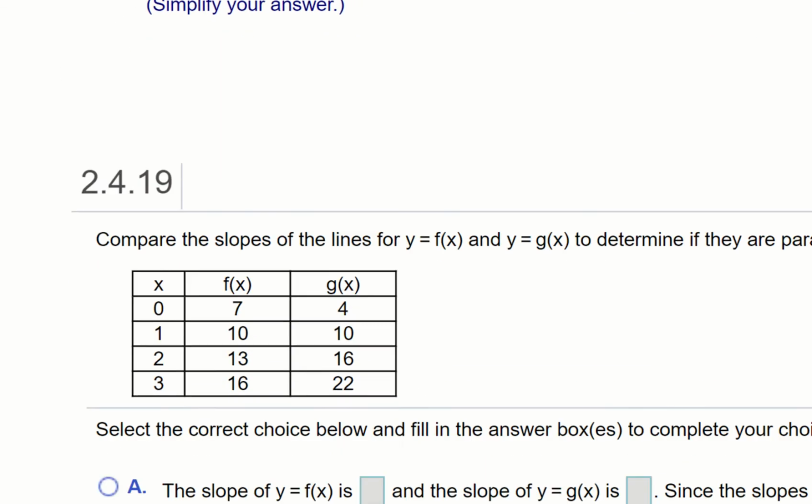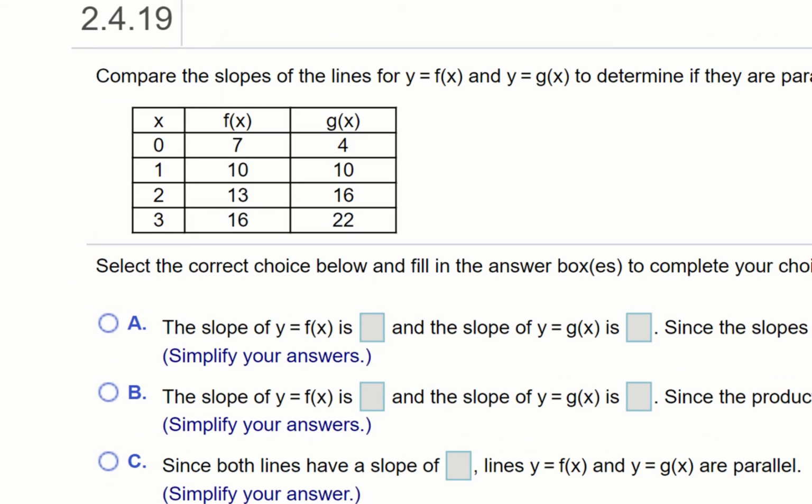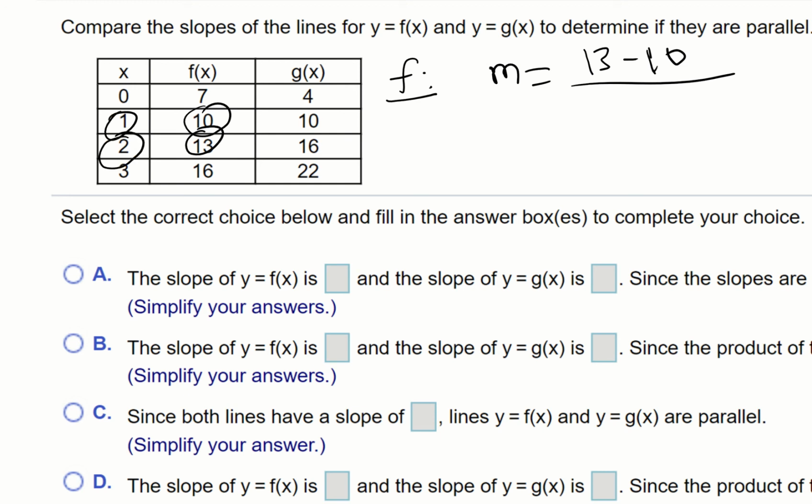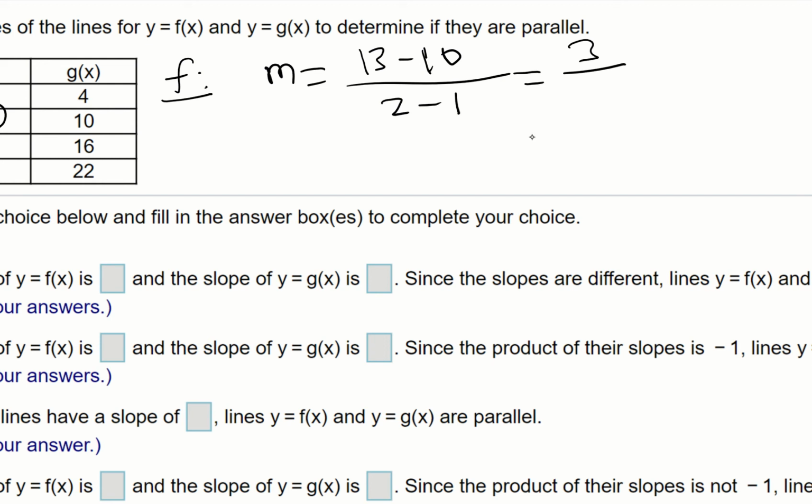Okay, so we're going to do the same thing here, just another problem. So again, pick any two y values. Let's do this for the f first. So slope, remember, the m is a symbol for slope, so I'm going to use m instead of writing out slope. So slope is equal to, let's pick these two, 13 minus 10, and then divided by, now you got to do these two, 2 minus 1. 13 minus 10 is 3, 2 minus 1 is 1, 3 divided by 1 is 3.